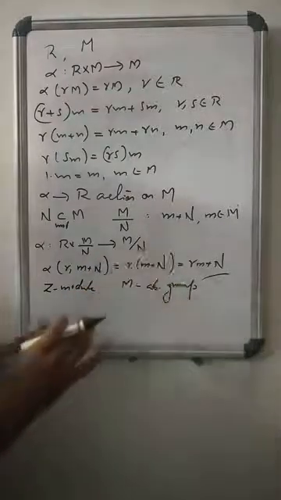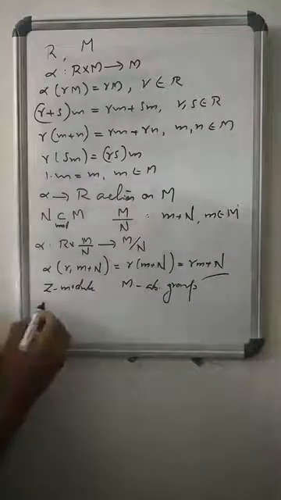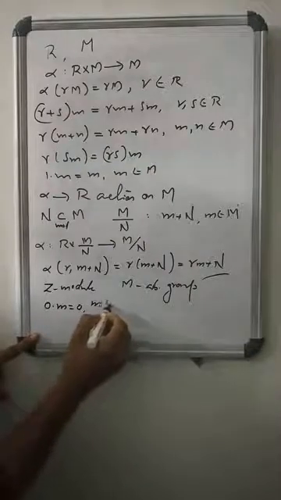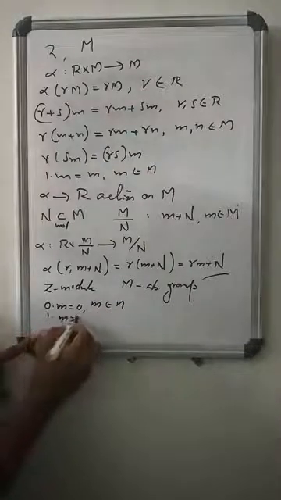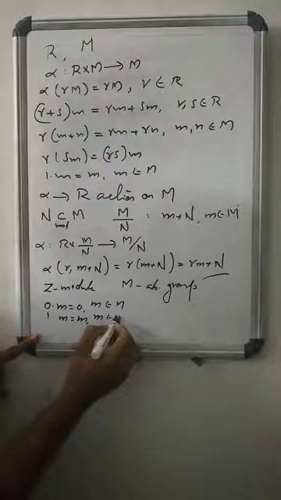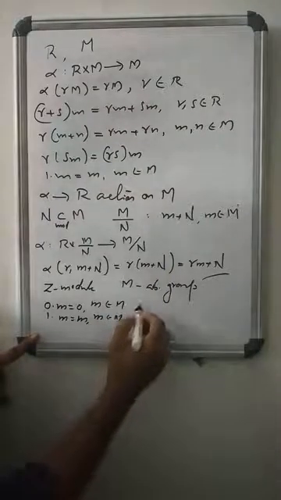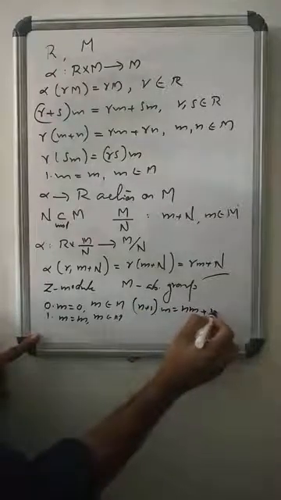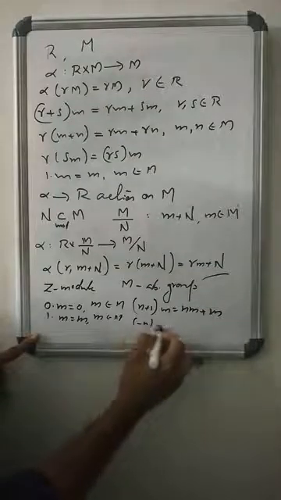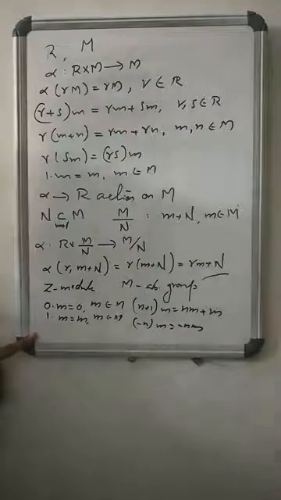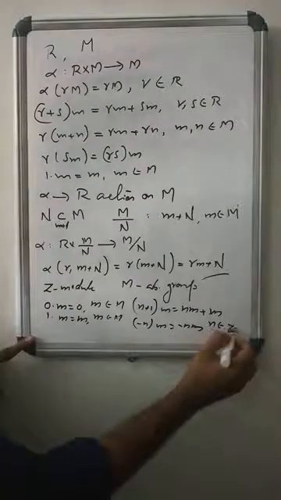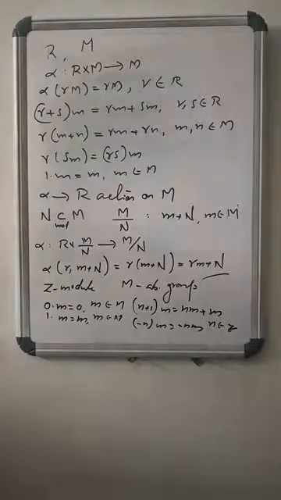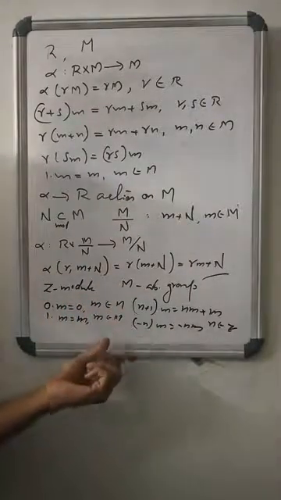How to make this M a Z-module? By defining 0 times m equals 0 for all m in M, 1 times m equals m for all m in M, and (n+1) times m equals nm plus m. Moreover, (-n) times m equals -nm, where n is any integer. So you can make an abelian group into a Z-module by defining it this way.